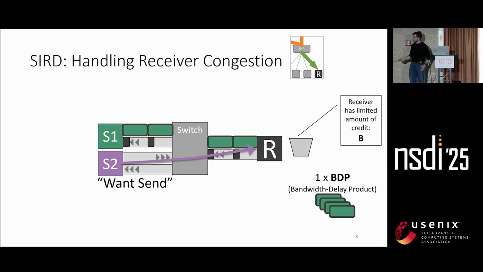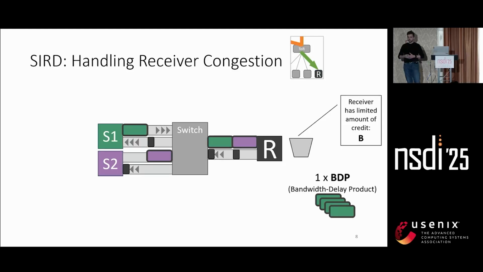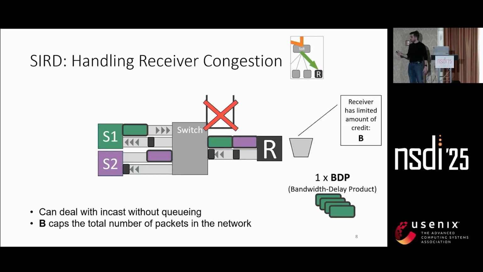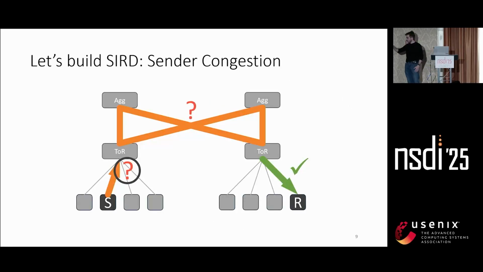And then if another sender wants to send, then the receiver can easily split its credit between the two without any convergence time and enforce a policy or whatnot. So in this case, we see that this approach can deal with incast without any queuing at all. In fact, in this specific scenario, queuing is impossible because the receiver doesn't have enough credit to pull enough data to cause queuing. So this is done.